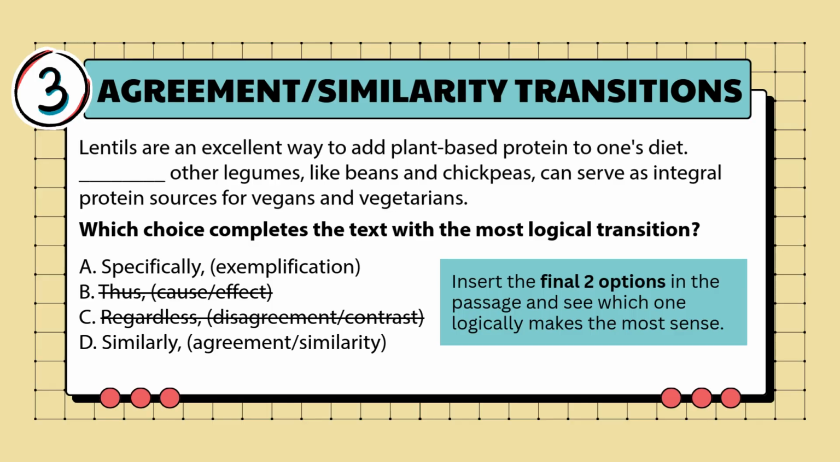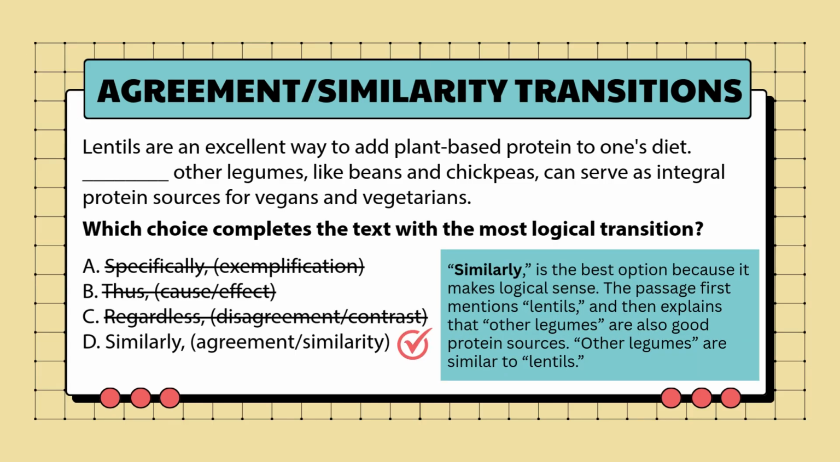The second option, similarly, does provide a different but similar example of another plant-based protein that can serve as an integral source. So it is the better option. We should choose D, similarly. Similarly is the best option because it makes logical sense. The passage first mentions lentils and then explains that other legumes are also good protein sources. Other legumes are similar to lentils, so this is the best choice.